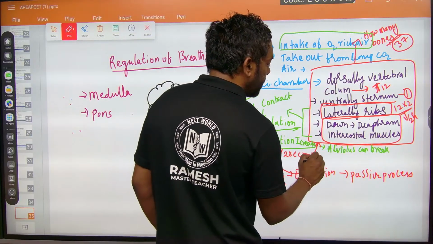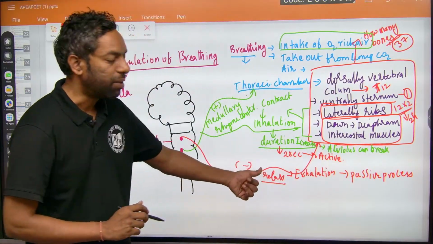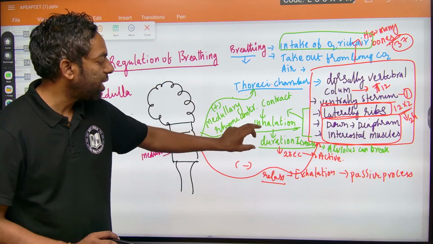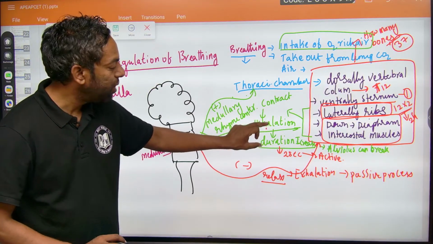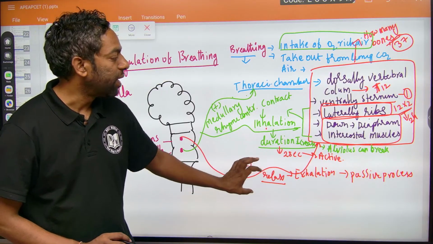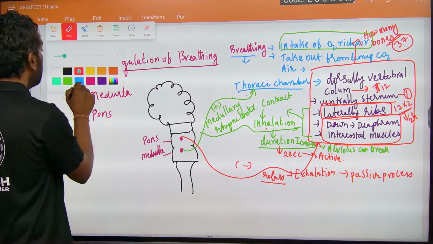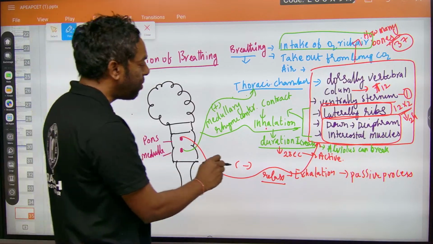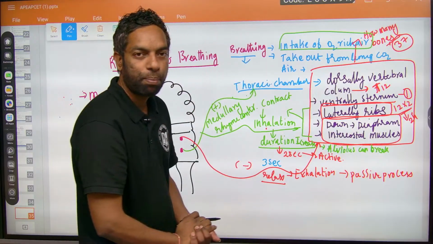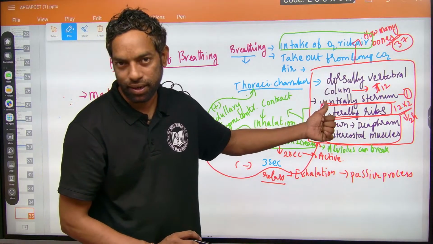The inhalation is the active process. Muscle contraction is the active process. Muscle relaxation is the passive process. So, after taking a breath, that breathing is stopped by this negative feedback. Relaxation is going to take place for how many seconds? It is about 3 seconds, guys. After 3 seconds, we need another inhalation.